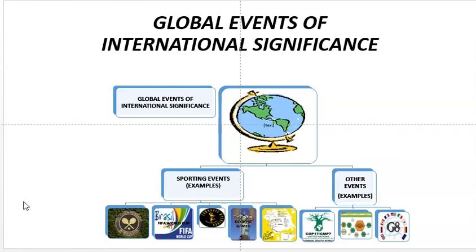The first topic that we'll be talking about in tourism term 1 is global events of international significance. So we'll be talking about the sporting events, giving the examples, and also other events as well.